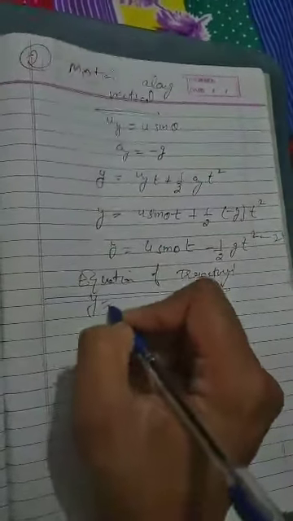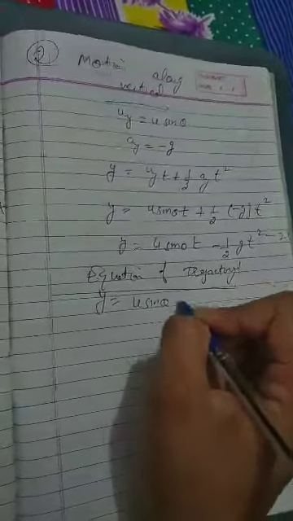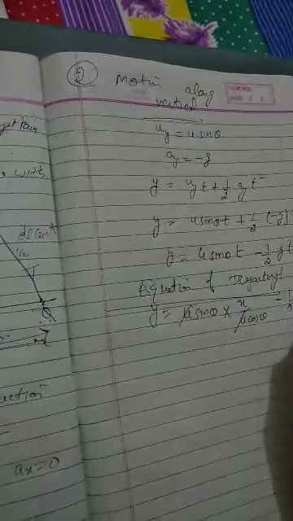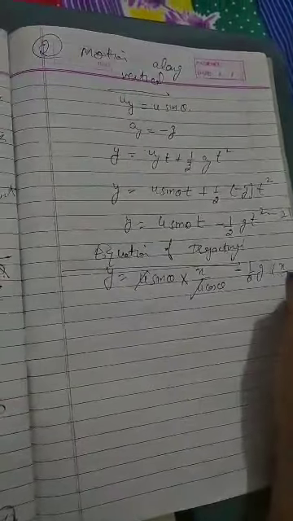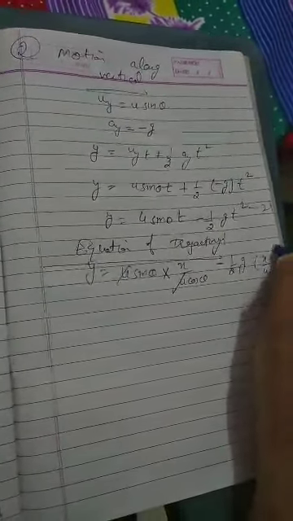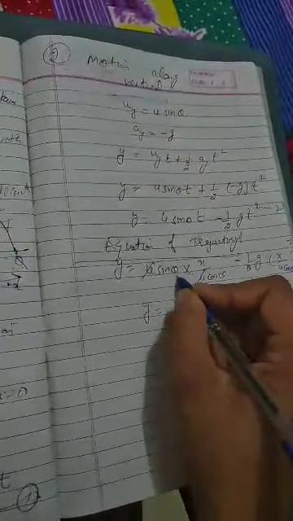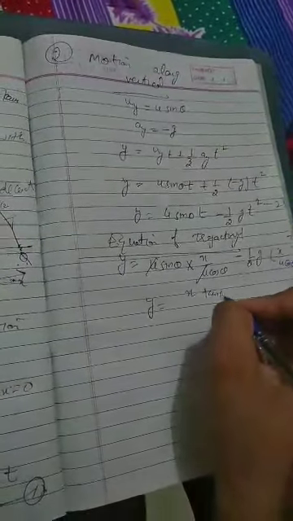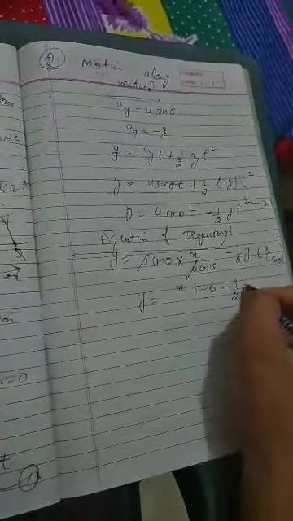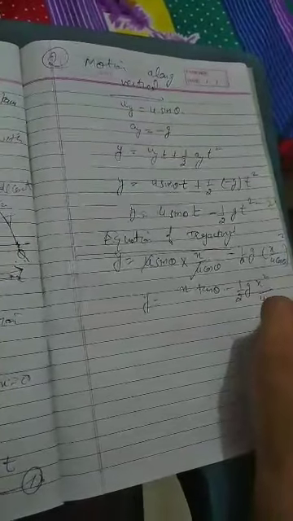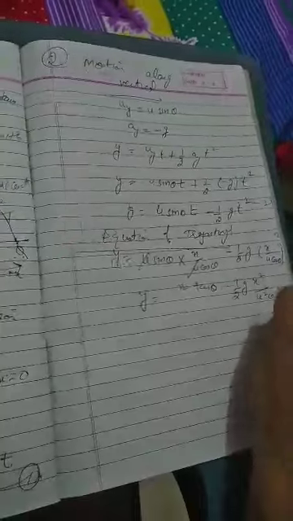So y will be equal to u sin theta into the value of t, which is x upon u cos theta, u and u are cancelled, minus 1 by 2 g, the value of t, x upon u cos theta whole square. Y is equal to x as it is, sin theta upon cos theta, that is tan theta, minus 1 by 2 g x square upon u square cos square theta.